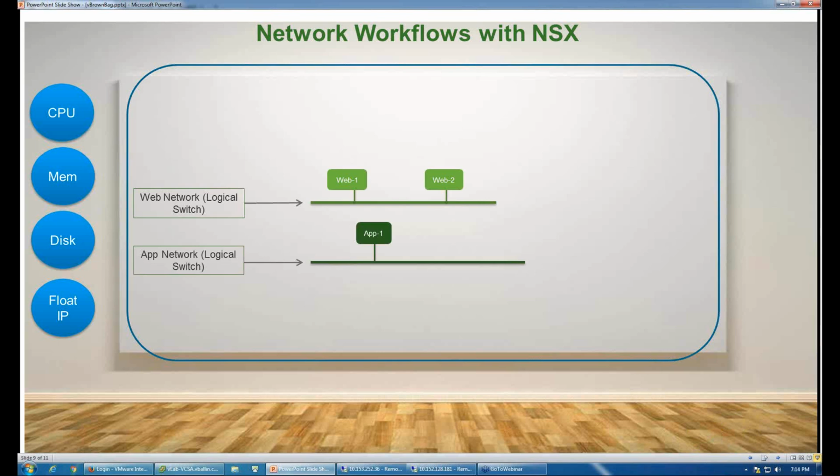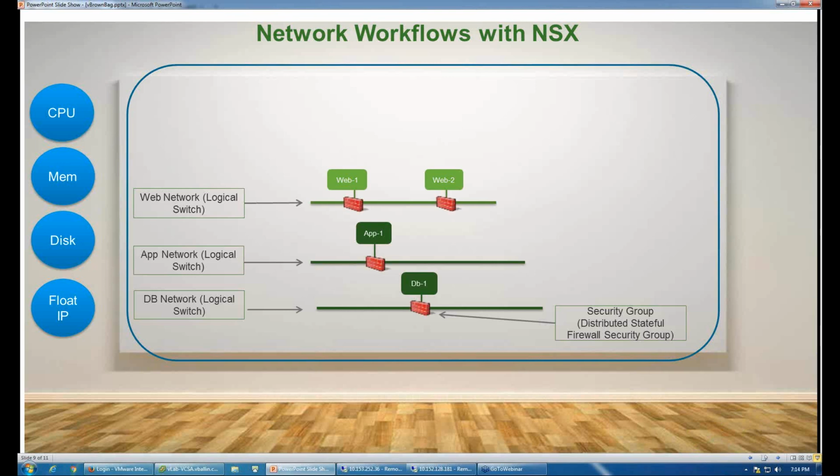Next, I'll provision an app logical switch. Again, I'm going to do this as the app tier. This is actually going to install WordPress. My web tier is an Nginx, so Nginx is going to act as a reverse proxy. Then I'm going to install a database network, which is going to install a VM there, and it's going to install MySQL.